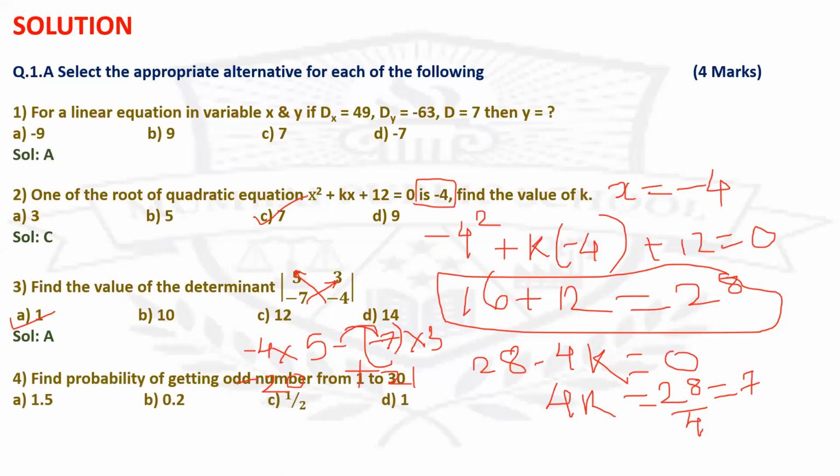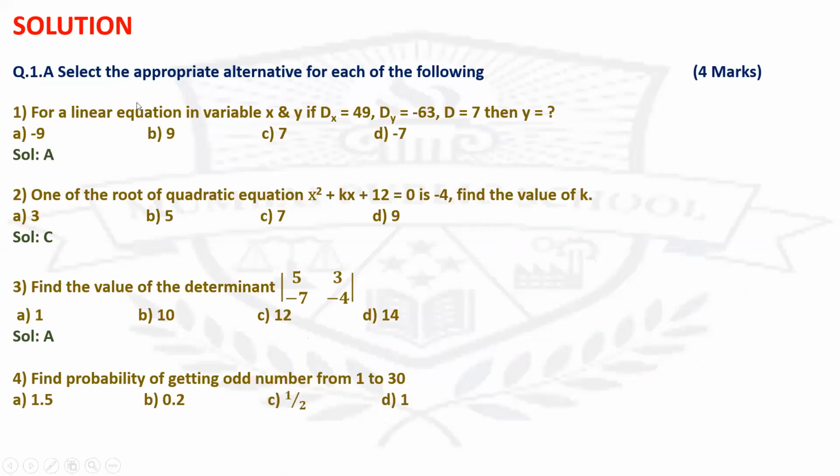The next question: find the probability of getting an odd number from 1 to 30. Now here always remember one thing, the value of probability does not exceed 1. It lies between 0 and 1. It can be equal to 0, it can be equal to 1, but it cannot exceed 1. It is not greater than 1.